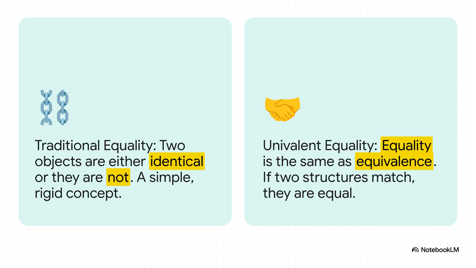But on the other hand, you have univalent equality. It says, hey, if two objects are equivalent, if they have the same structure, the same properties, then for all intents and purposes, they are equal. You can just swap one out for the other and nothing breaks.